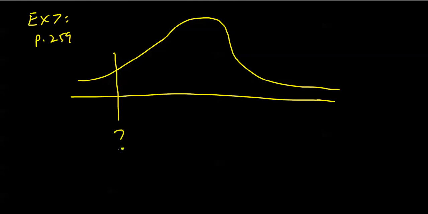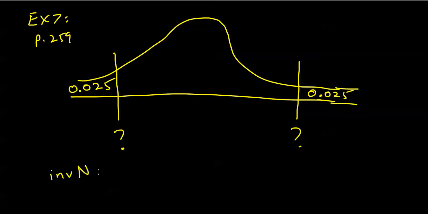I claim this is the value that cuts off the bottom 2.5%. That means the probability of being less than that value is 0.025. And I can easily use my inverse normal command to find that value. Similarly, on the top, I claim this value is going to cut off the top 2.5%. In other words, the probability of being greater than that value is 0.025.